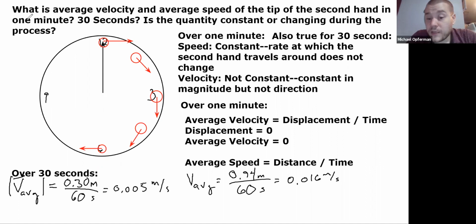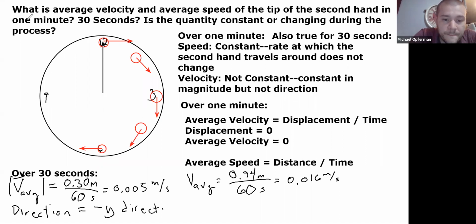Okay, significantly lower than the average speed, as you would expect. And then the direction of the average velocity is going to be the minus y direction, downwards. Because the direction of the average velocity is going to be the same as the direction of the displacement vector, which, as we talked about previously, goes from the beginning to the end. So the displacement vector points downward, and therefore the average velocity also points downward.